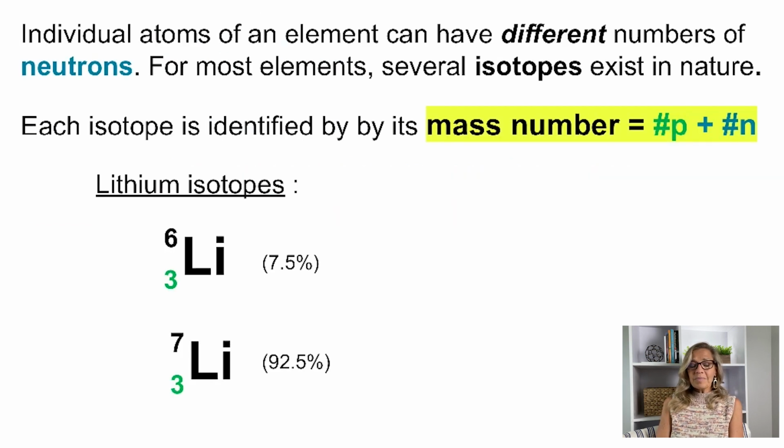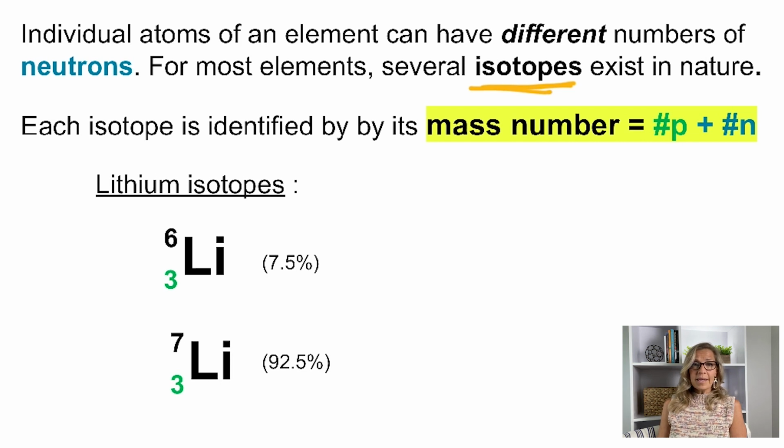So first of all, atoms of an element can have different number of neutrons. Some are heavier than others. And the atoms of the same element that have different number of neutrons we call isotopes. And there are different isotopes of each element that occur in nature. Why is it that way? I'm not really sure, but that's what we observe.